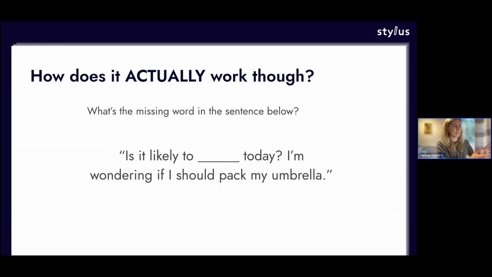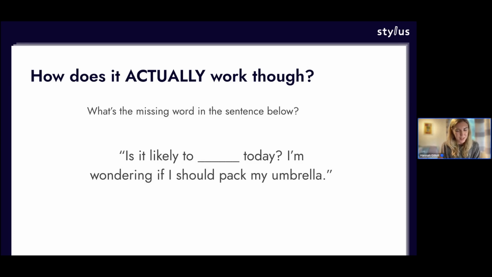So if we look at the example on the screen there, what is the missing word in the sentence below? Is it likely to blank today? I'm wondering if I should pack my umbrella. I'm not going to ask you to put your answers in the chat, because that will skew this for anyone who's watching the recording back. But I would imagine that everyone is thinking rain when they see that gap.